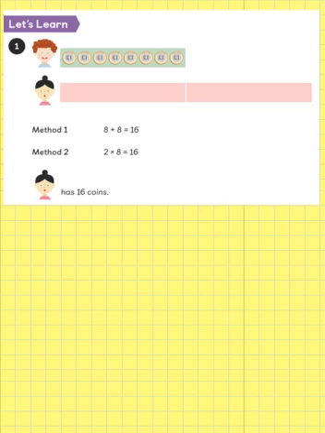We know that inside each one of those bars is going to be 8 coins. Therefore, we can look at a calculation of 8 plus 8, which will give us a total of 16, which is the correct answer as we've already worked out. And our second method is to say that we have got 2 lots of 8 coins, so we can do 2 multiplied by 8, which gives me an answer of 16. Both answers are the same, and both answers tell me that she has got 16 coins in total.